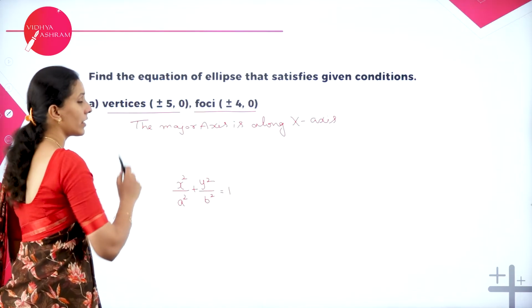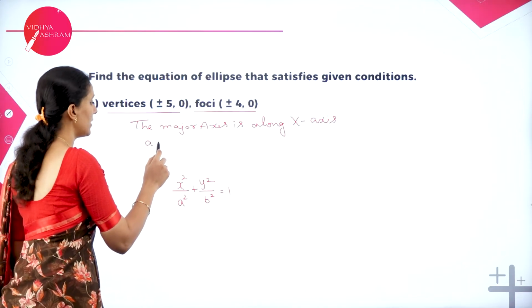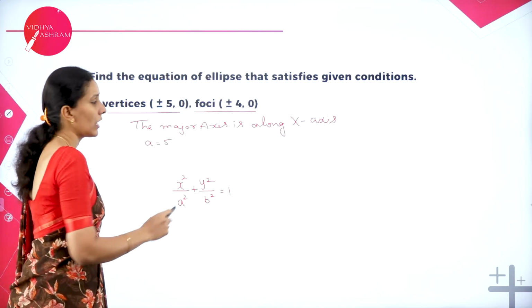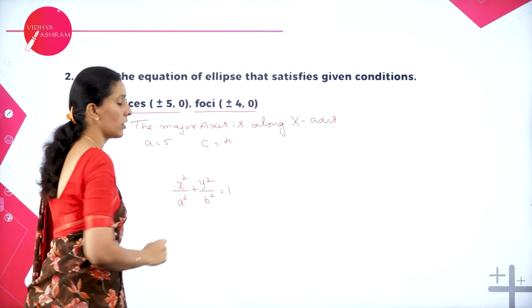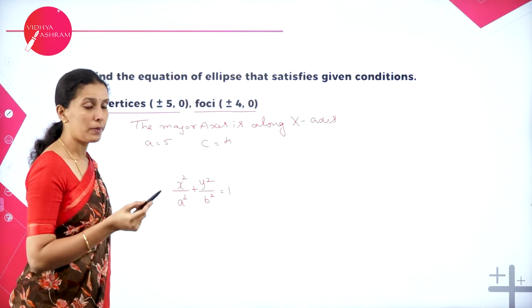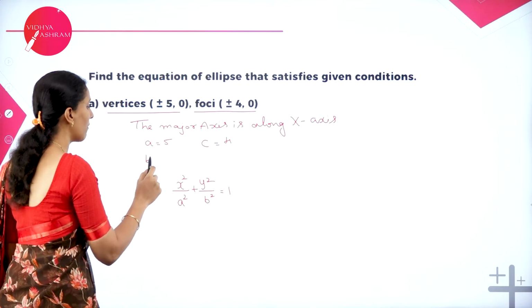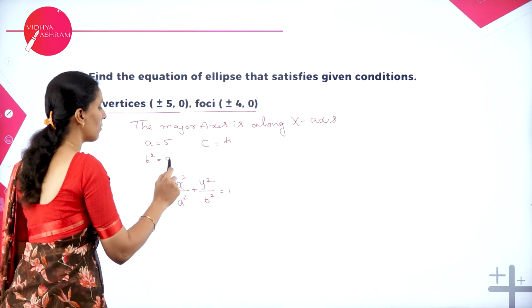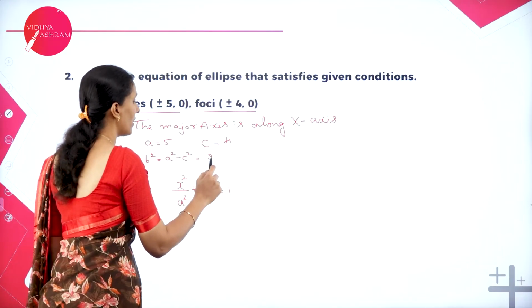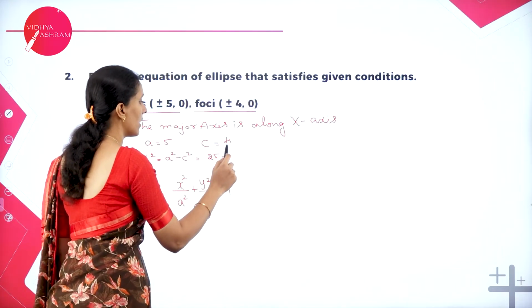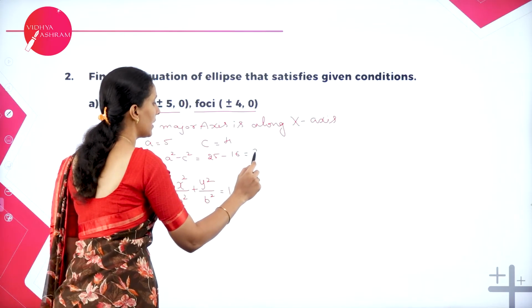If vertices are given, the value of a is given, so it is 5. If foci is given, the value of c is given, it is 4. Now we need to find out the value of b. To find the value of b, we have a relation: b square is equal to a square minus c square. So a square is 25, c square is 4 square is 16, we get it as 9.